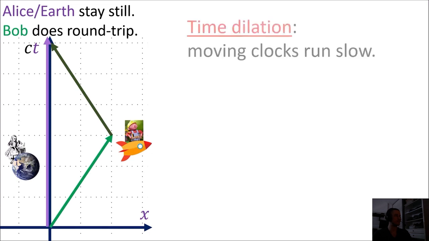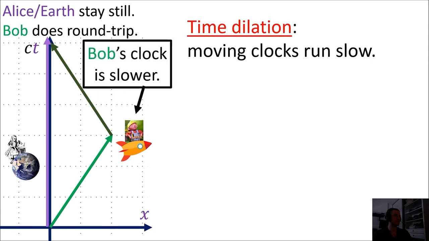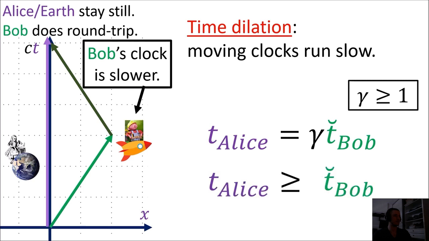Some people will argue that, since special relativity tells us that moving clocks run slow, Alice will see Bob's clock tick more slowly than her own clock. This means that when Bob arrives back home on Earth and compares his clock with Alice, Bob's clock will have counted less time than Alice's clock.